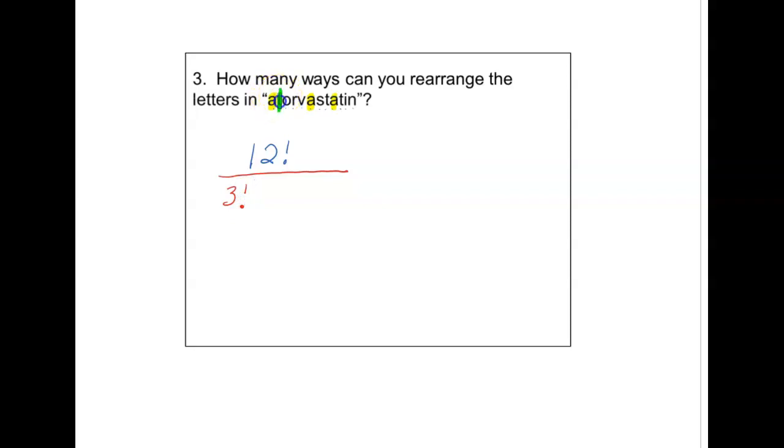Then you might want to look at the T's. There's 1, 2, 3 T's. So I need to divide by another 3 factorial.